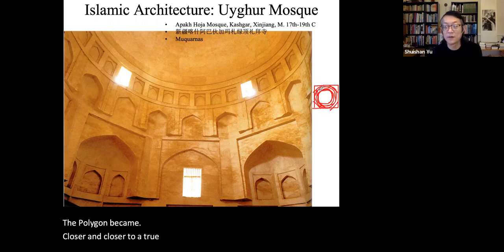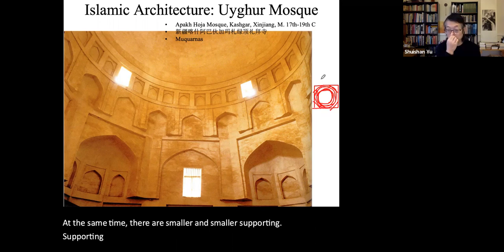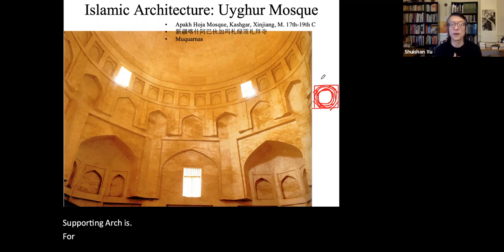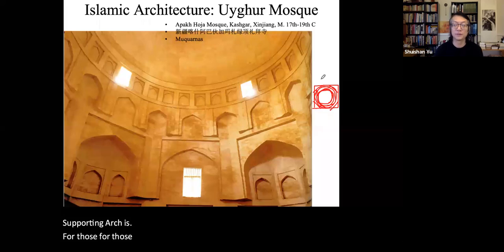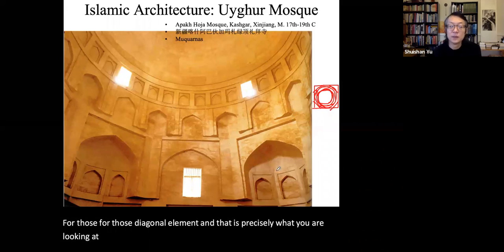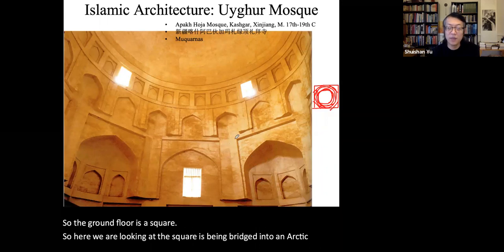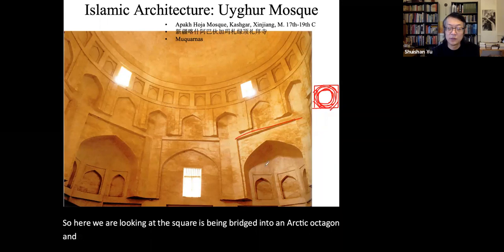At the same time, there are smaller and smaller supporting arches for those diagonal elements. And that is precisely what you are looking at here, right? So the ground floor is a square. So here we are looking at the square being bridged into an octagon. And that diagonal is being supported by an arch.